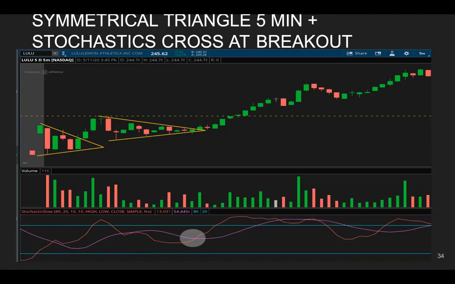You said gaps must fill. Do you see gaps on all time frames, 1 minute, 15? No, you only want to look for gaps on the daily or the 4 hours.